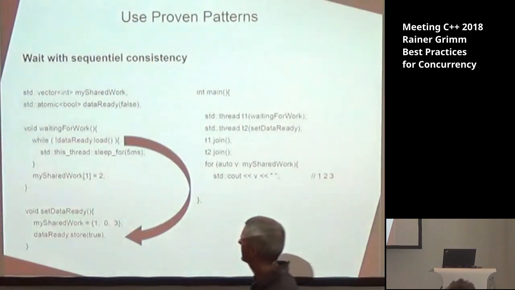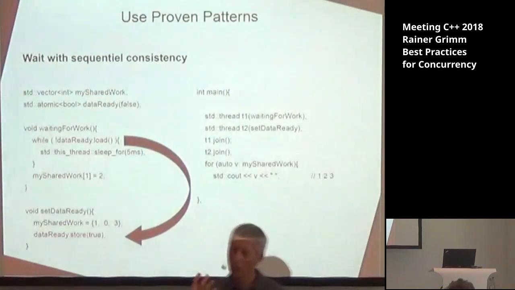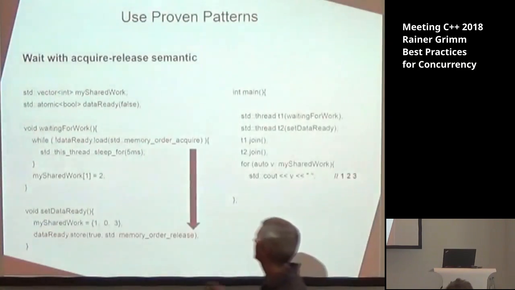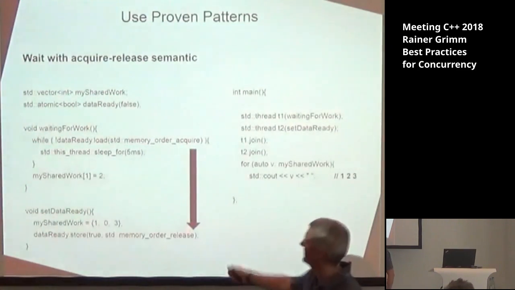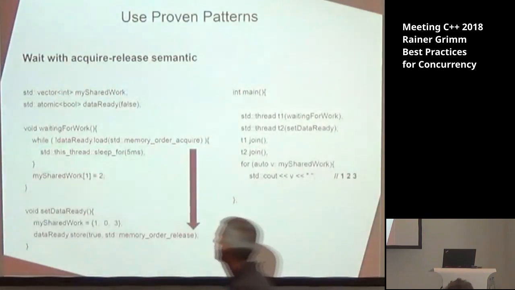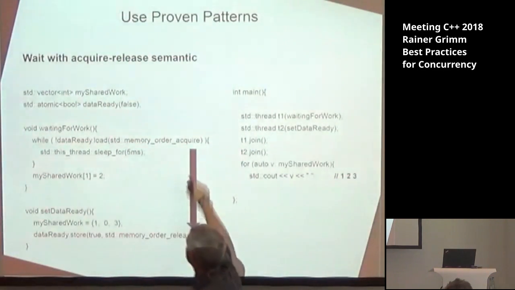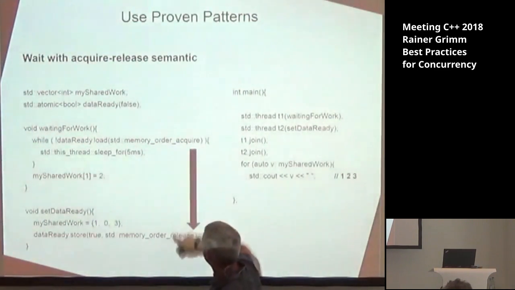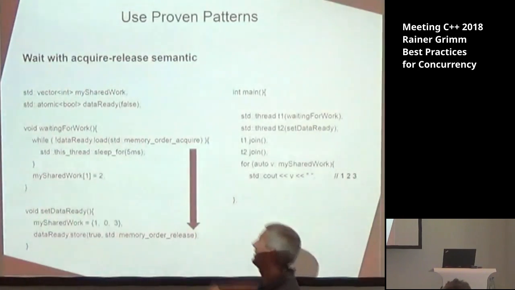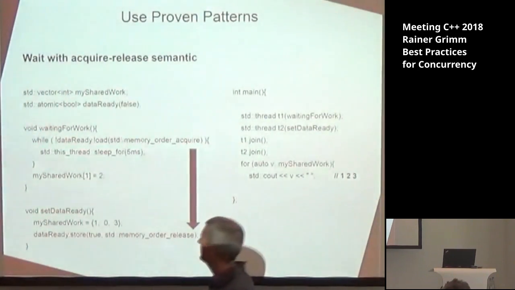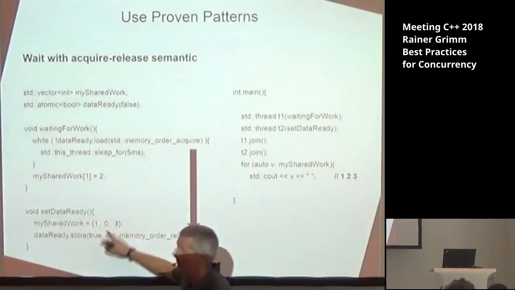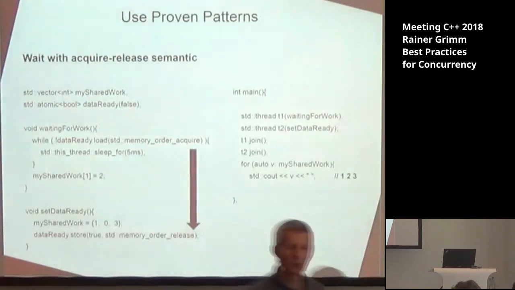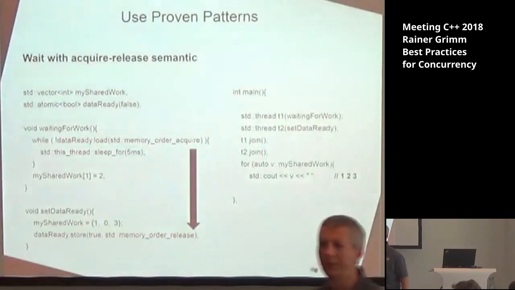I can even improve it because a store is a release operation and a load is an acquire operation. I can use acquire release semantic. And the same argumentation goes here. This acquire synchronizes with this release and establishes an ordering guarantee that all what happened here before is visible here after. And that's all I want to have. That is the way lock and unlock operations work under the hood.